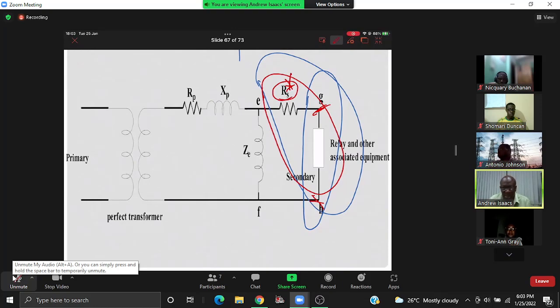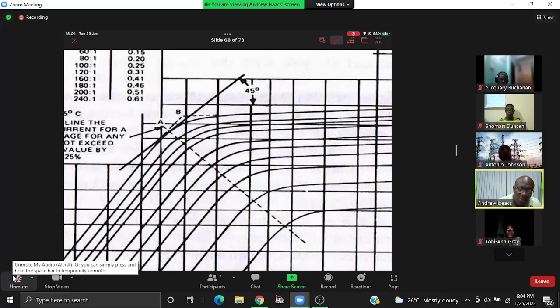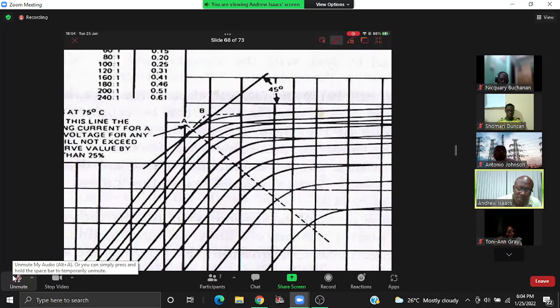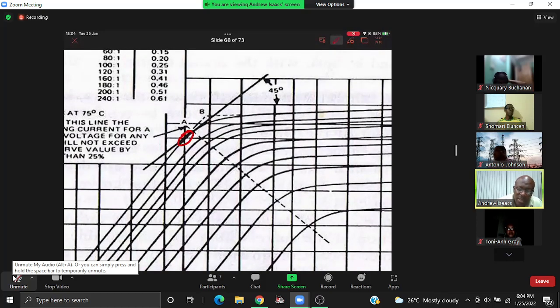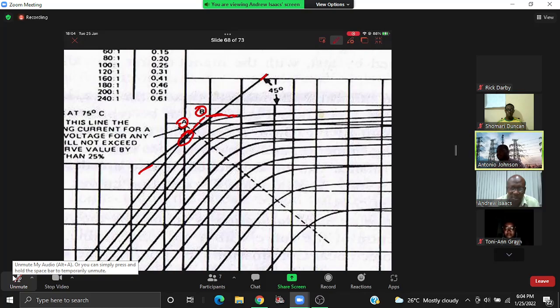Let's talk also about the other aspects of our CT. Remember when we looked just now at the class X, we spoke about the knee point. We also have a knee point for your class C CTs. So if you look at the top, you see a point right here. That's a tangent for this. All right? And we have A. And over here, we have B. And note, B has these dotted lines. Can we see that? Yes, sir. You're able to see clearly on the diagram that you have, right? All right, good.